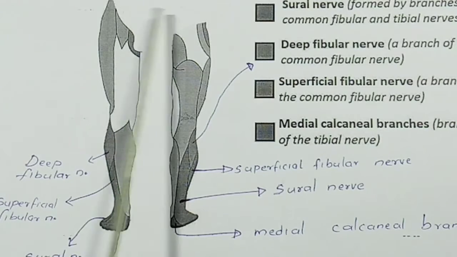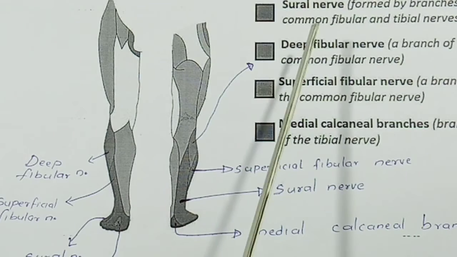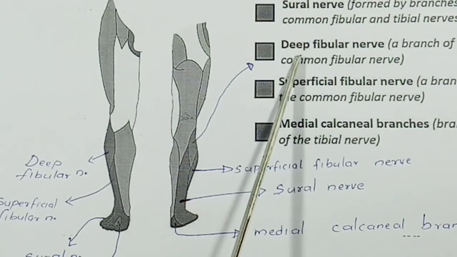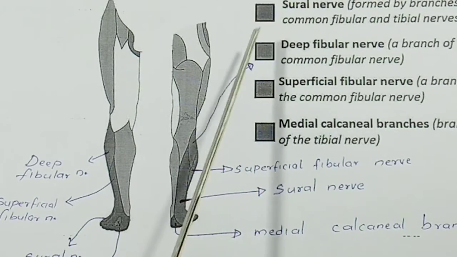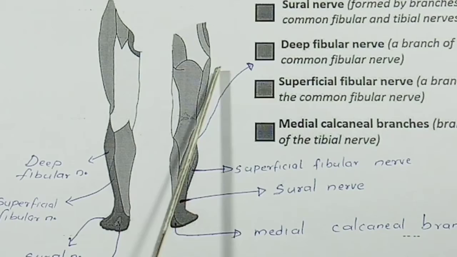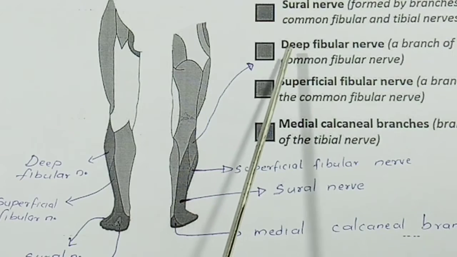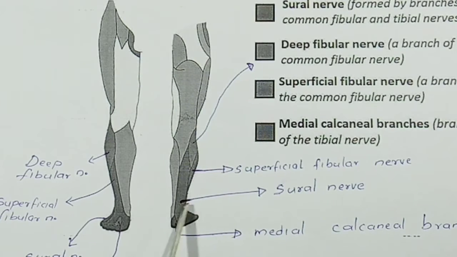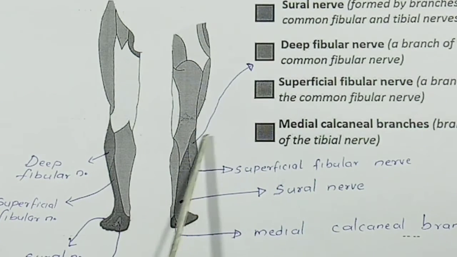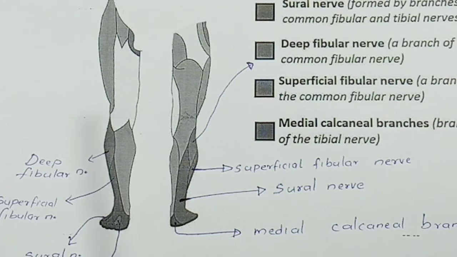Now we are able to see the sensory innervation of the sciatic nerve. As we can see, the sural nerve, the deep fibular nerve, the superficial fibular nerve and the medial calcaneal branches. So these are the sensory innervation of the sciatic nerve, and you can see the areas supplied by these nerves. The sural nerve supplies here, and the deep fibular nerve supplies this portion, that's the lateral portion, and the superficial fibular nerve here, and the medial calcaneal branches near the calcaneal end. So these are the sensory innervations of the sciatic nerve.